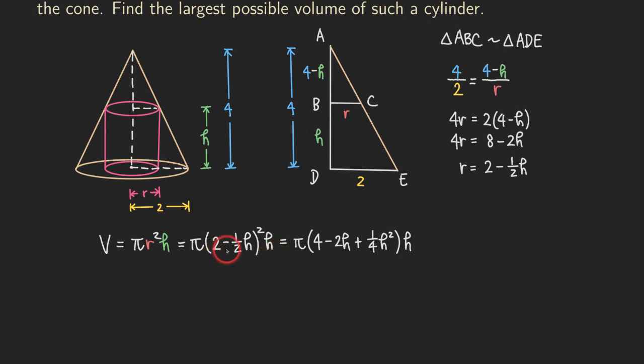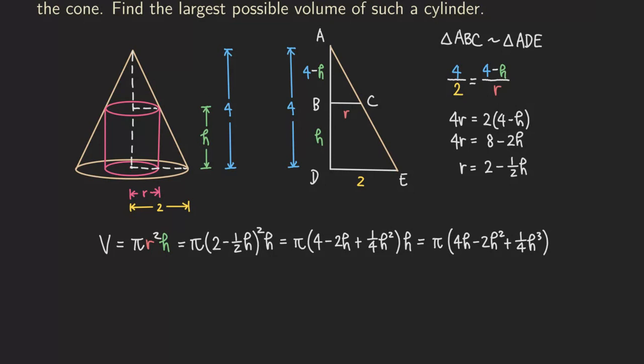What is the shortcut for expanding a square of a binomial? You can square the first term, square the last term, and then for the middle term, you multiply them and then double it. So multiply them, you get -1, and then double it, you get -2H, and then you have all that. And then now distribute, right? I will just keep the pi in the front because the pi is really just a constant. But I want to distribute the H so that I don't get a product of two functions. So I'm going to get 4H minus 2H squared, and then plus 1 over 4H cubed. Okay, so that's what we have right there.